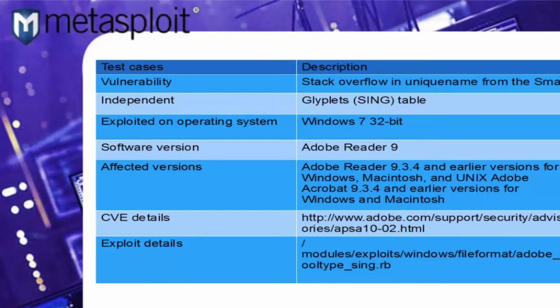Here is the test case and description. The vulnerability is a stack overflow in the uniqueName from the SING (Smart INdependent Glyphlet) table. Exploited on operating system is Windows 7 32-bit. Software version is Adobe Reader 9. Affected versions are Adobe Reader 9.3.4 and earlier for Windows, Macintosh and Unix systems. CVE details, that is the exploitation proof.